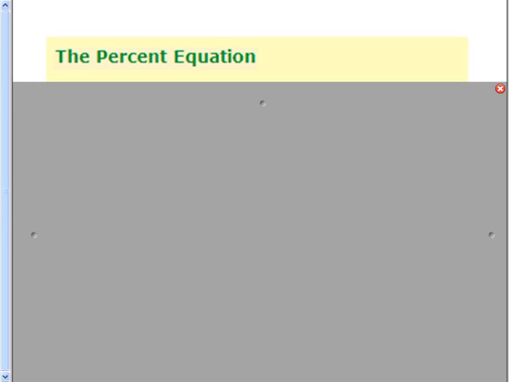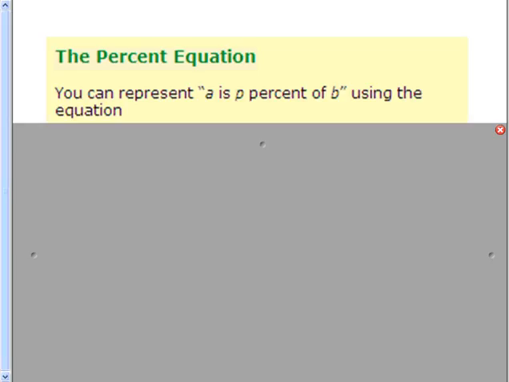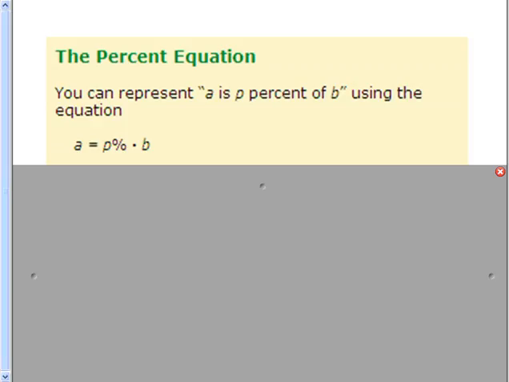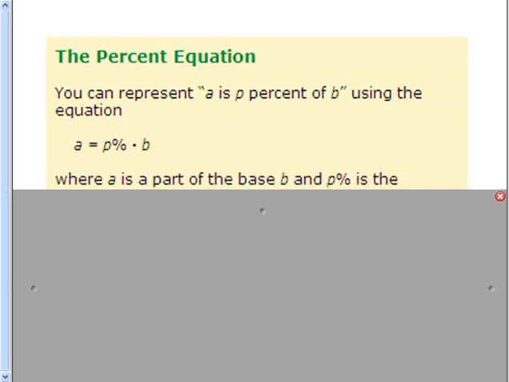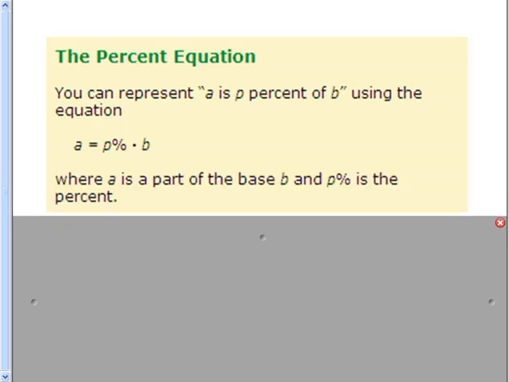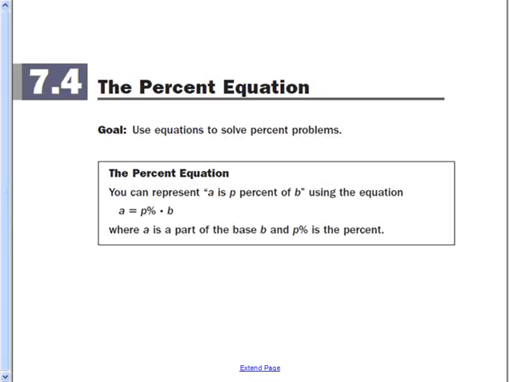So here's the percent equation. You can represent A is P percent of B. So we're just talking about any number is a percent of some other number using the equation A equals P percent times B, where A is a part of the base, B, that hasn't changed from our proportion, and P percent is the percent. Moving over to our note-taking guide, there we have it stated exactly the way we just saw it in our book. I'm not going to reread that to you.